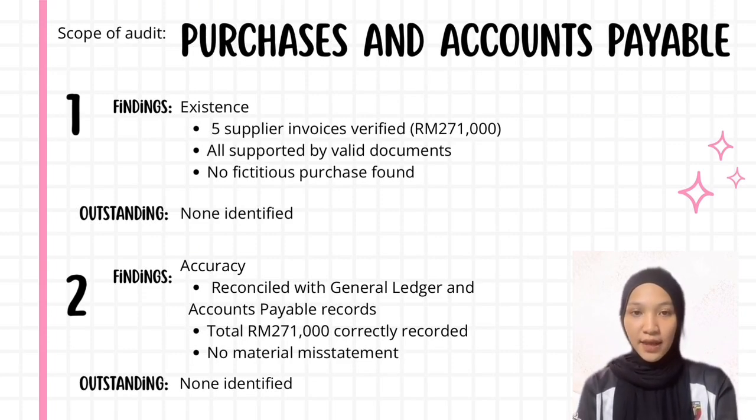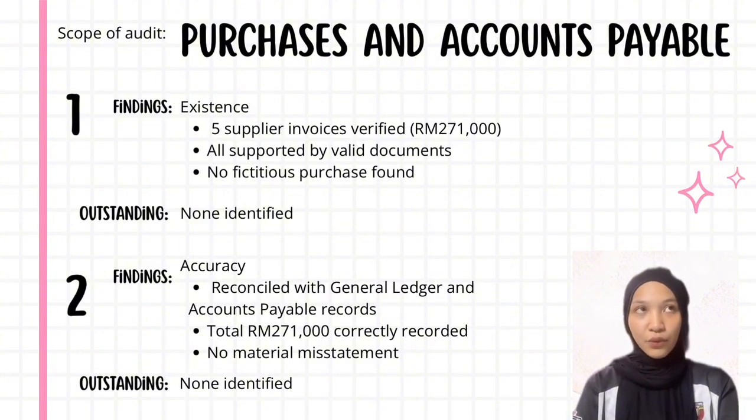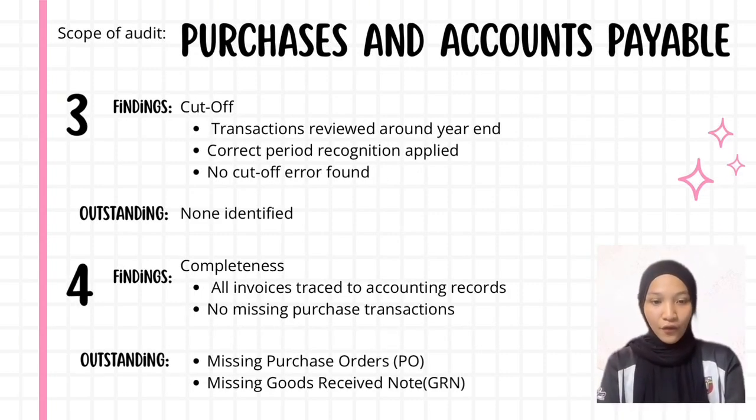And the second one is accuracy. For accuracy, we reconciled the supply invoices with the general ledger and accounts payable records. The total purchases of 271,000 ringgit were correctly recorded with no material mistake found. Therefore, no outstanding issues were identified. The third one is cut-off. For cut-off, we reviewed transactions around the year end to ensure proper period recognition. All purchases were recorded in the correct financial year. No cut-off errors were identified and no outstanding issues were noted.